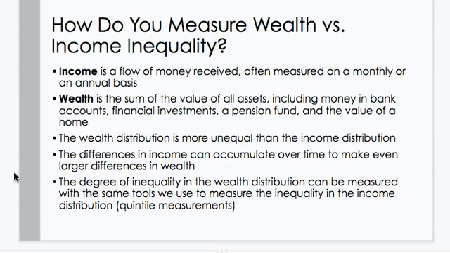Income is a flow of money received, often measured on a monthly or annual basis. Wealth is the sum of the value of all assets, including money in the bank, financial investments, pension funds, and the value of a home. The wealth distribution is more unequal than the income distribution. The differences in income can accumulate over time to make even larger differences in wealth. The degree of inequality in the wealth distribution can be measured with the same tools we use to measure the inequality in the income distribution, the quintile measurements and the Lorenz curve.